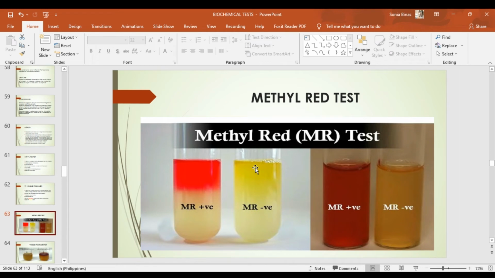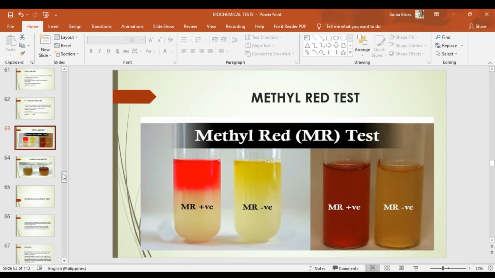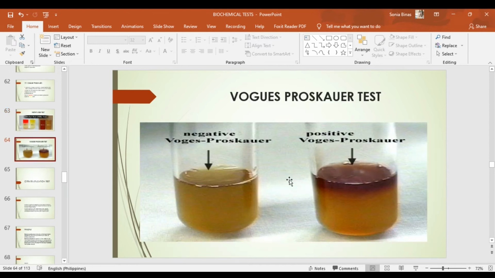So, ito po yung ating methyl red test. So, sa positive, meron siyang red color, and the negative will produce yellow color. So, ito naman yung ating Voges-Proskauer. Meron siyang red sa taas. Ano po, kung makikita nyo, red. So, etong sa negative niya, wala siyang red color production. So, hindi siya nagpo-produce ng acetone.